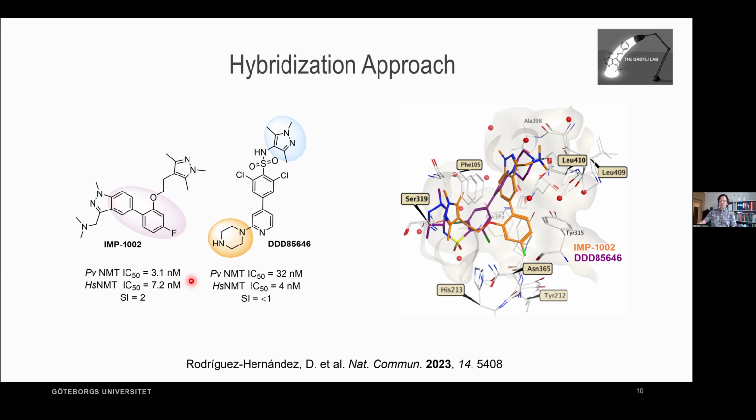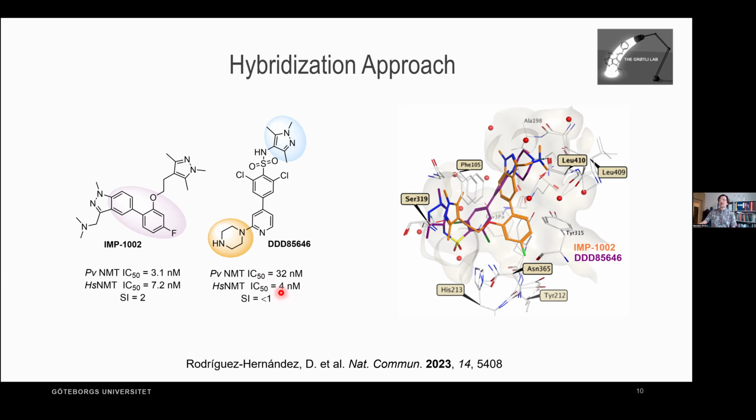But the drawback is the following. If you look at the difference between the human enzyme, called HS, and the P. vivax one, called PV, you see it's very little. The selectivity index is around 2. For some of the other ones, the selectivity index is not even 1. It means that the compound binds preferably to the human counterpart and not to the vivax one, or it has a preference for the human one.